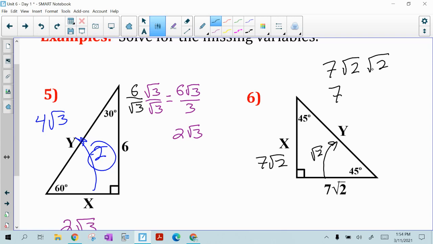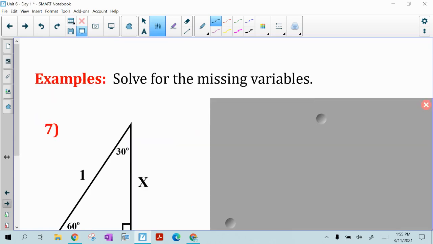And I'm going to say square root of 2 times square root of 2 is the square root of 4, and the square root of 4 is going to be just 2. So I'm looking at 7 times 2, which is 14. Cool. All right, let's keep rolling, see what we can get to next.